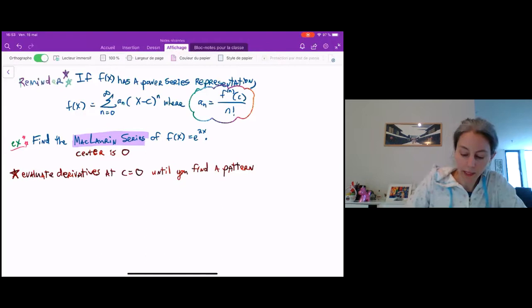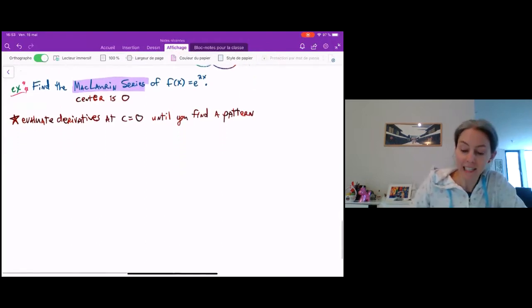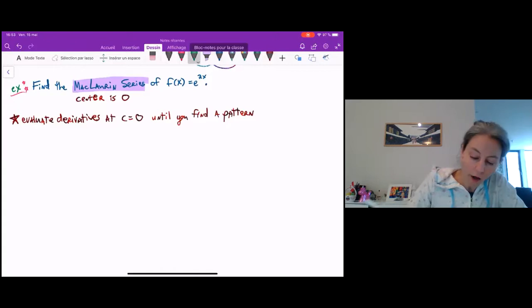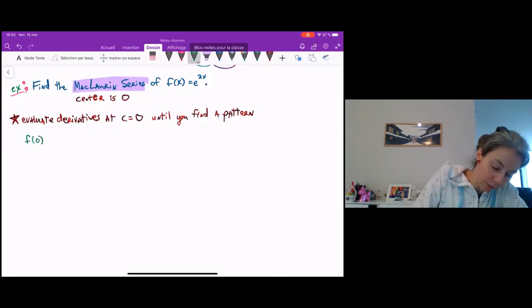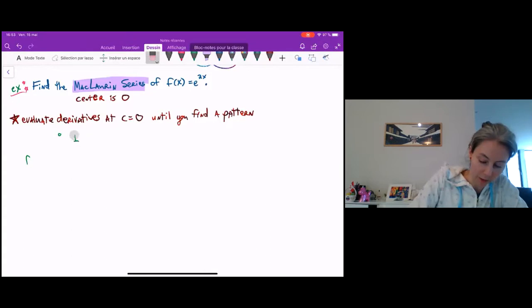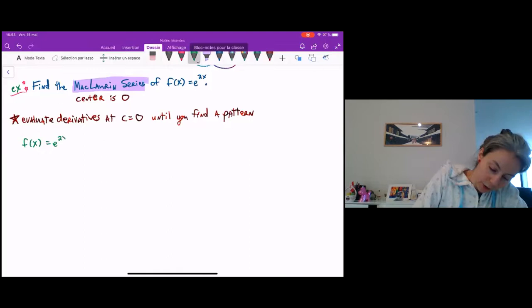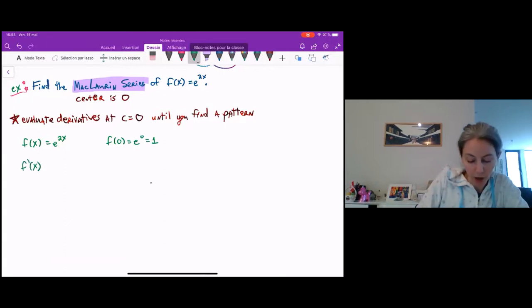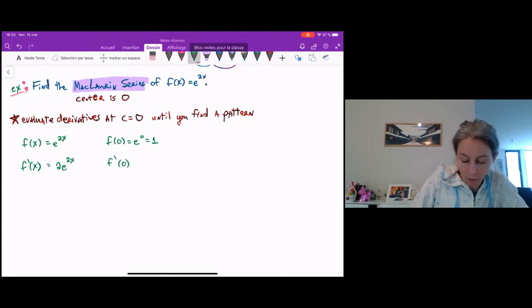Okay, so in this case, our function is e to the 2x. So I'm going to start off by evaluating f of 0. That gives me e to the 0, which is just 1. Actually, I'm going to write this a little bit differently. So we'll have f of x is equal to e to the 2x. So f of 0 is equal to e to the 0, which is equal to 1. Then f prime of x, we have a little chain rule here, giving us 2e to the 2x. So f prime of 0 would be 2e to the 0, and it would be 2.